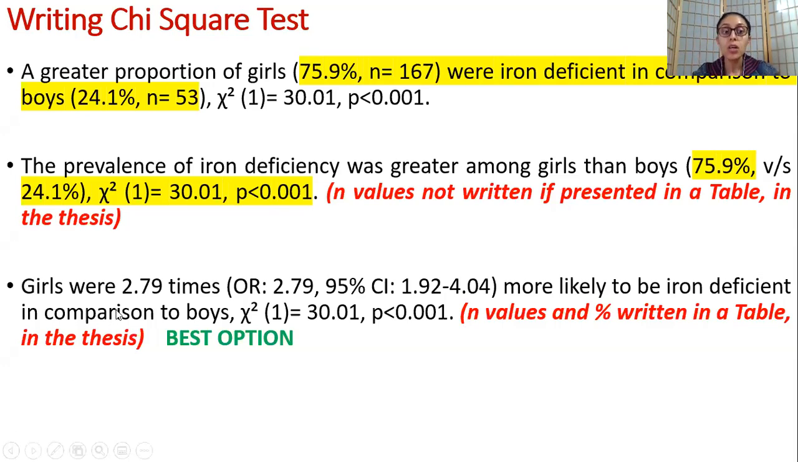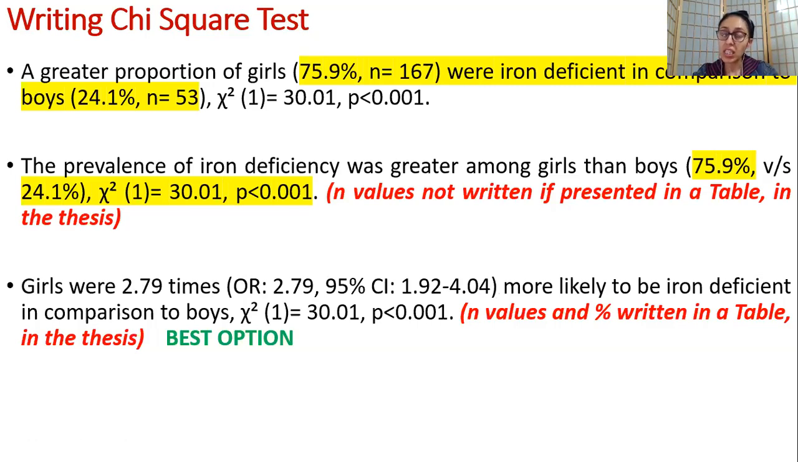Okay. So over here, girls were 2.79 times. Okay, meaning around, let's just say 3 times. Just for layman's terms, for you to understand. So girls were 3 times, and this 2.79 is actually the odds ratio. So when I show you the SPSS output, it will make more sense. So the odds ratio is 2.79, and this number 2.79 lies between 1.92 and 4.04. Okay, it lies between that.